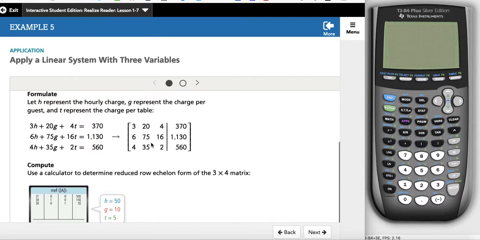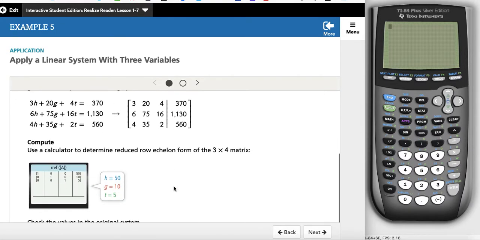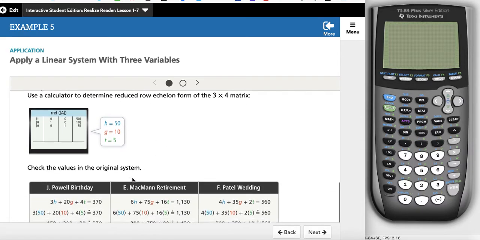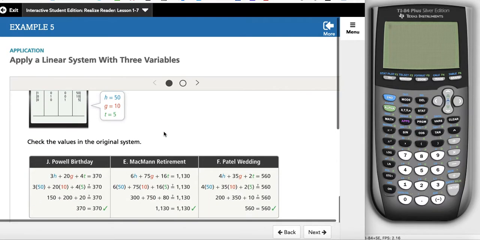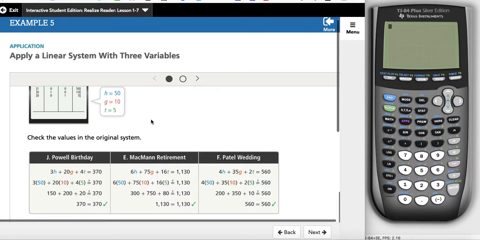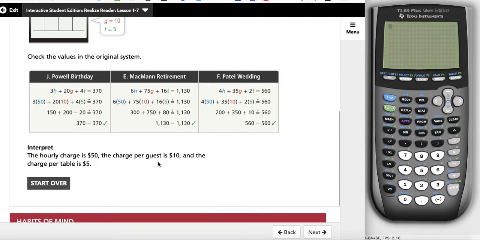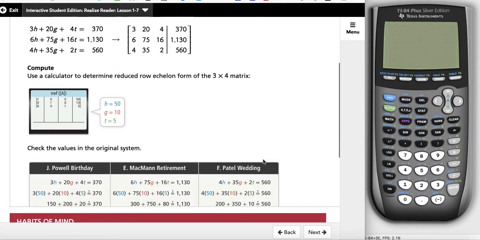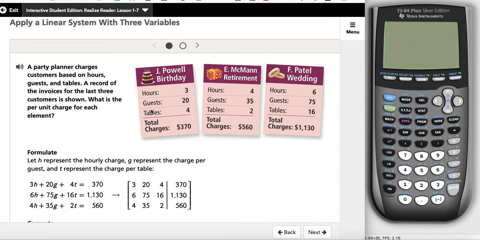Now these, we already had the number of hours, guests, and tables, and the total cost was this. So these are the charges per hour, per guest, and per table. It's $50 an hour, it's $10 per guest, and it's $5 per table. Let's see if they have that down here. Here it is. Hourly charge is $50. Charge per guest is 10. Charge per table is 5. So that may take a little extra thing. When it's a word problem, we often have to interpret. We have to go back and read and figure out what was represented by X, Y, and Z.